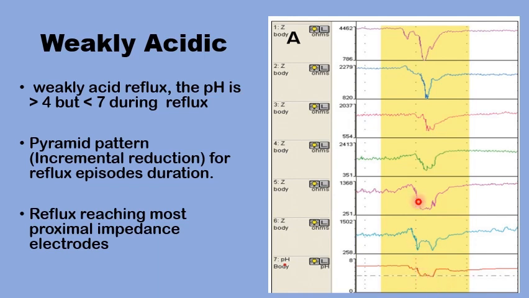At the same time, you could see changes in the impedance. Starting in the lower segment in here, there is a drop in the impedance, which you can follow in the upper segments of the esophagus and the hypopharynx. These progressively shorter periods of drop in the impedance suggest a reflux going all the way up to the hypopharynx.